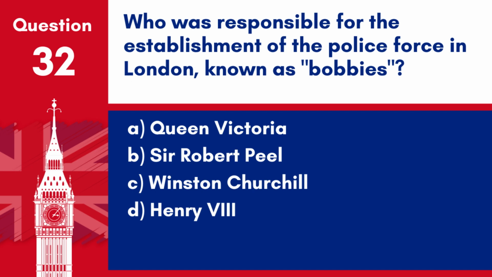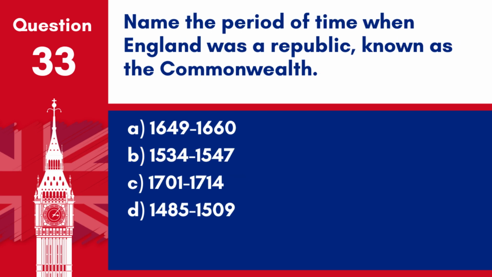Answer: B. Sir Robert Peel. Sir Robert Peel was responsible for the establishment of the police force in London, known as Bobbies. Question 33. Name the period of time when England was a republic, known as the Commonwealth. A. 1649 to 1660. B. 1534 to 1547. C. 1701 to 1714. D. 1485 to 1509.